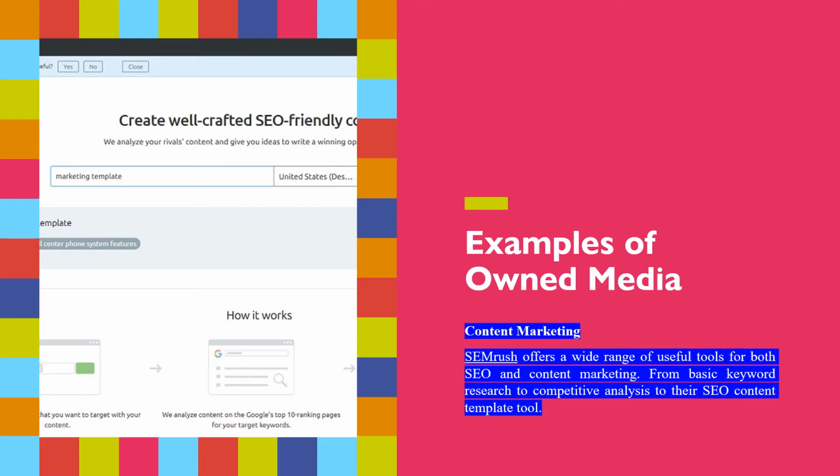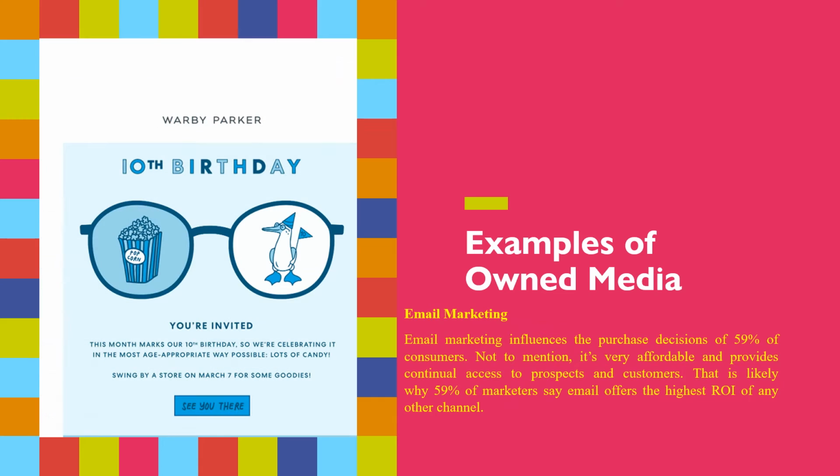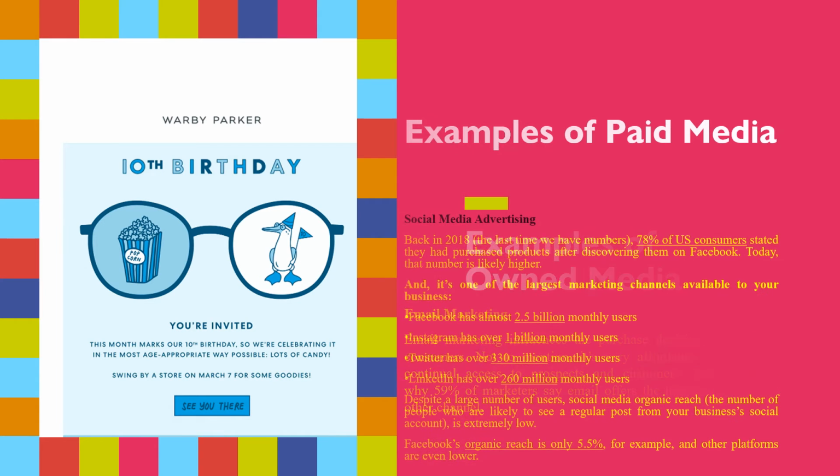Examples of owned media. 1. Content marketing. SEMrush offers a wide range of useful tools for both SEO and content marketing, from basic keyword research to competitive analysis to their SEO content template tool. 2. Email marketing. Email marketing influences the purchase decisions of 59% of consumers. Not to mention, it's very affordable and provides continual access to prospects and customers. That is likely why 59% of marketers say email offers the highest ROI of any other channel.